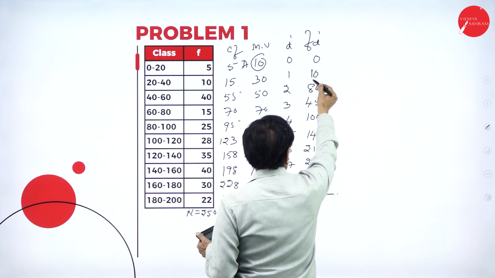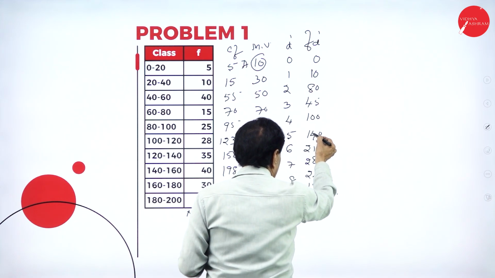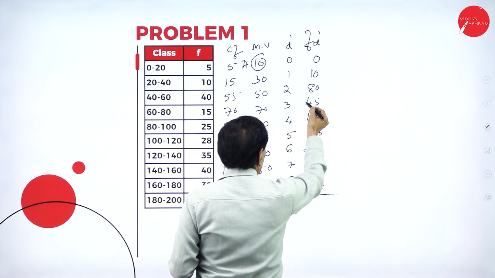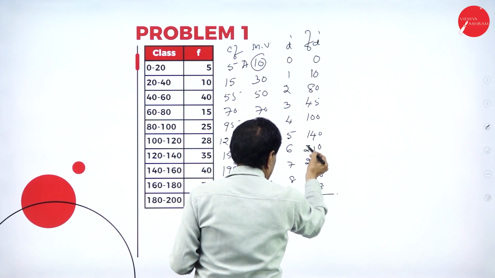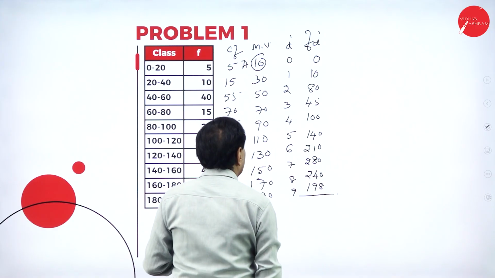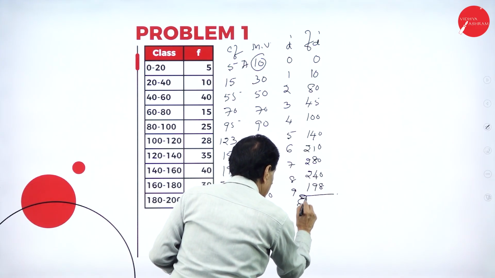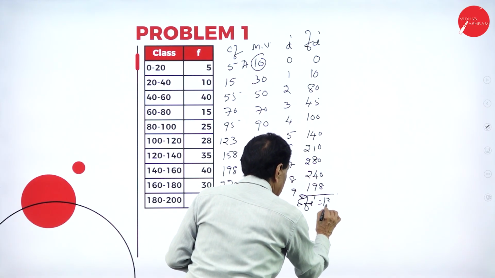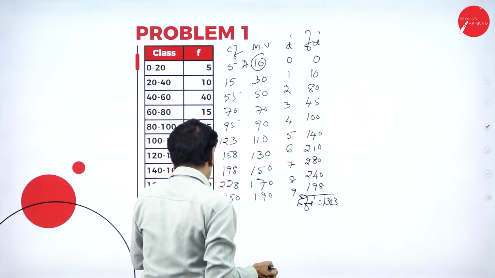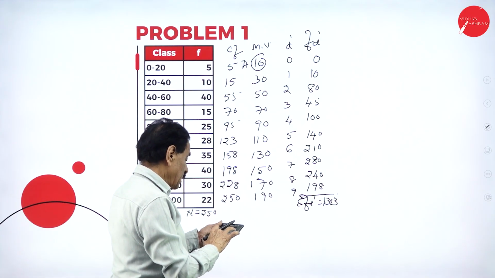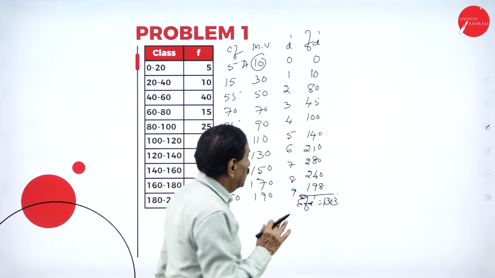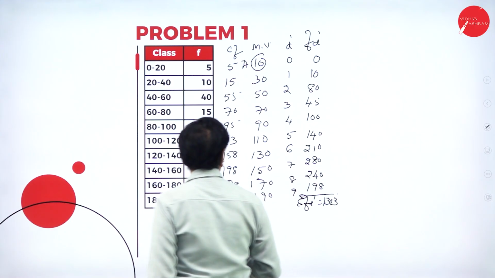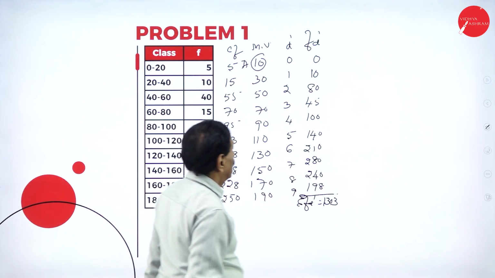5 plus 8, 13. 1 plus 2, 8. 2, 8, 10, 14, 18, 19, 27. 31, 9, 40. 4, 5, 6, 8, 10, 12, 13. So sigma FT is 1303. What you require is quartile deviation, then mean, median and skewness.